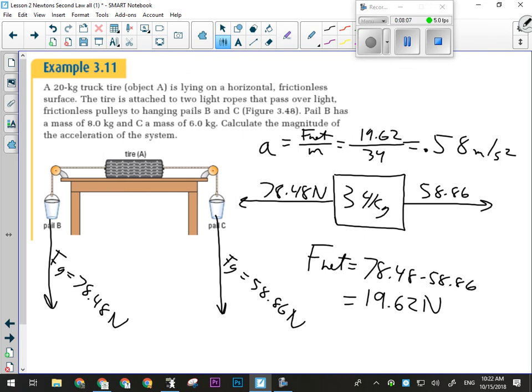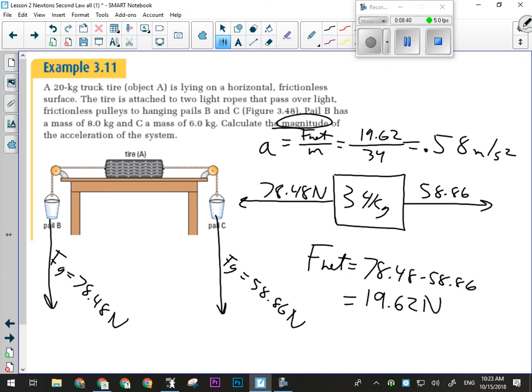I can't give it direction. Or can I? Actually, I can't. One pail is moving down, one pail is moving up, and the tire is moving to the left. So I can't give a direction because all parts of the system are moving in different directions. But the magnitude of the acceleration, which is what they ask for, is 0.58. The reason they say only the magnitude is because it is impossible to tell the direction as parts are moving differently. That's starting to make some sense.